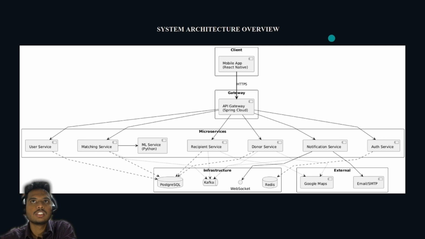As you can see, the system architecture overview. Whenever the client, that is my React Native application, sends any request, the request is caught by the API gateway here. The API gateway uses Spring Cloud, which is based upon Eureka, developed by Netflix.